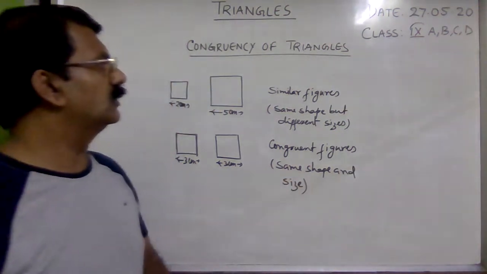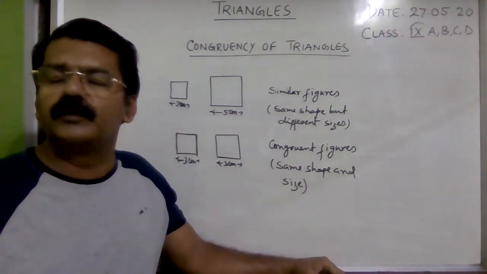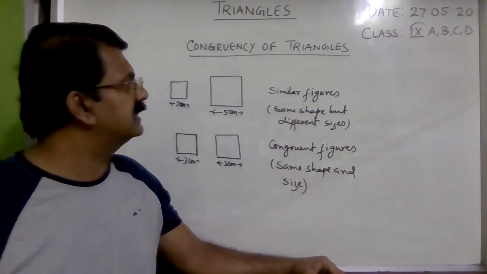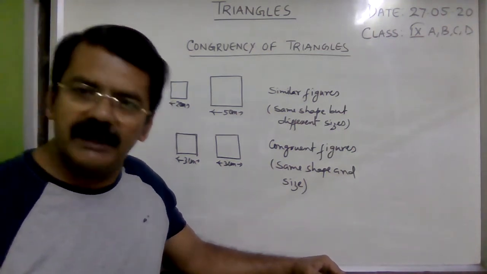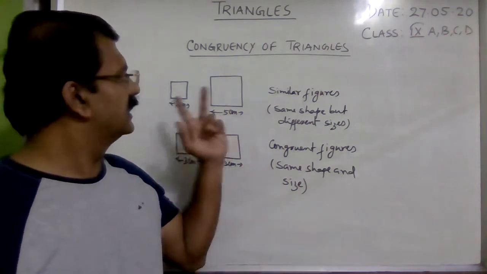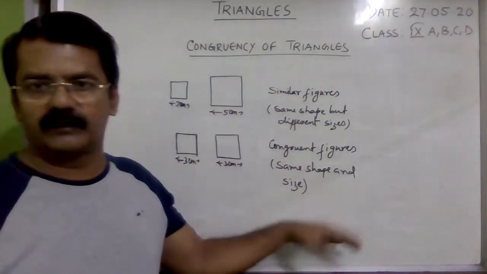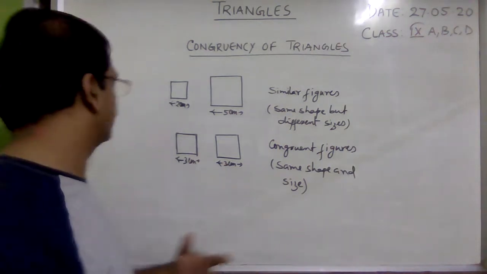Okay, so I hope it is clear to you. If two figures have same shape but different sizes, then they are similar figures, and if two figures have same shape and same sizes, then they are called congruent figures. Similar figures and congruent figures. Now I'll tell you about congruency of triangles.